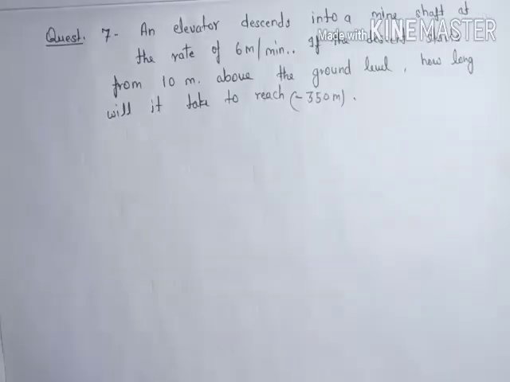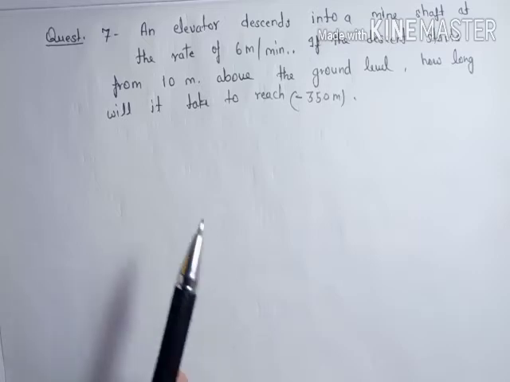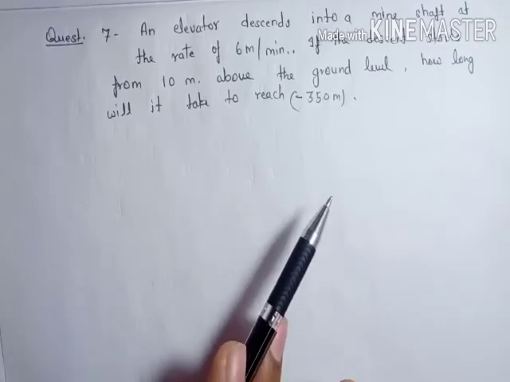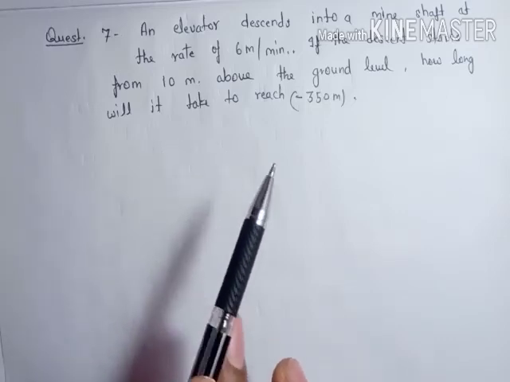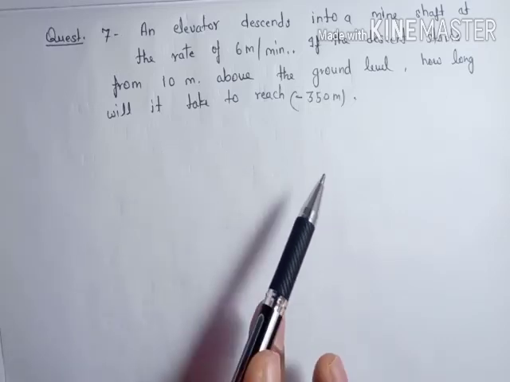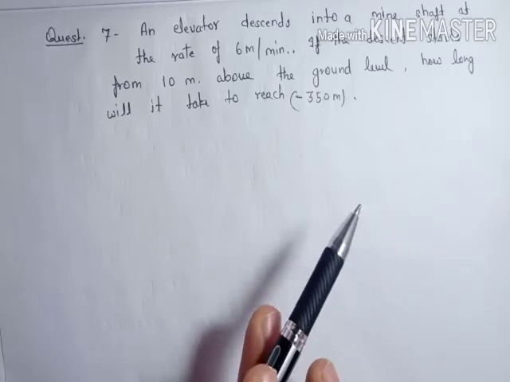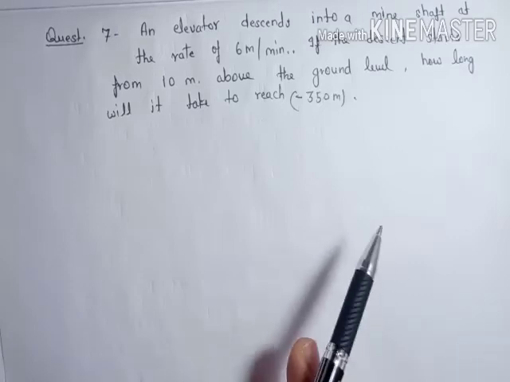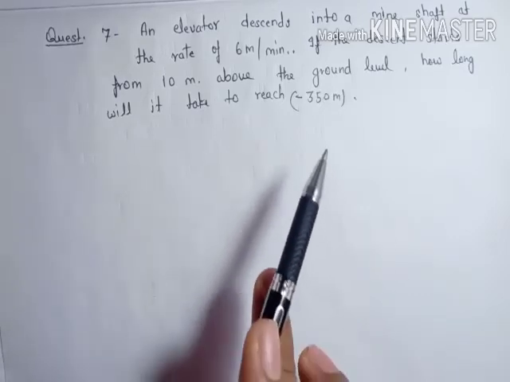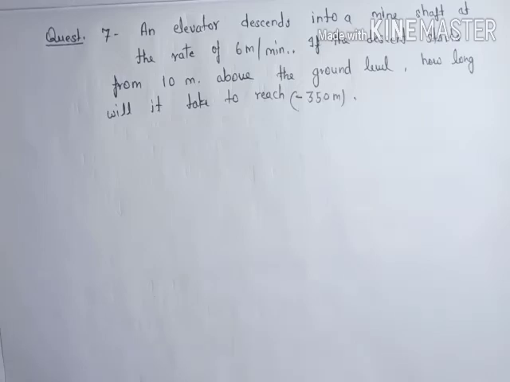We have our last question of this exercise. An elevator descends into a mine shaft at the rate of 6 meter per minute. If the descent starts from 10 meter above the ground level, how long will it take to reach minus 350 meter?